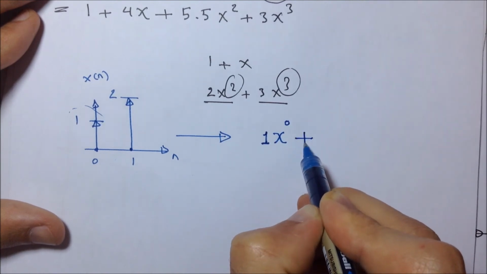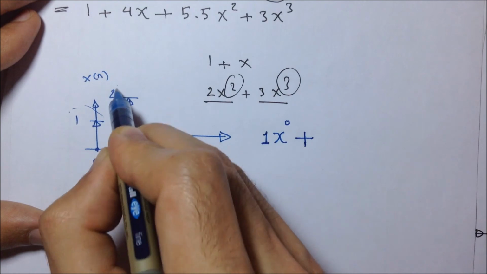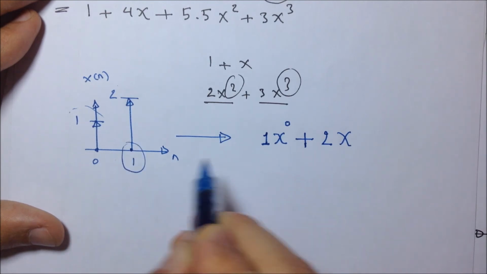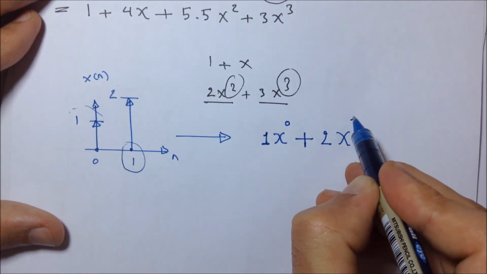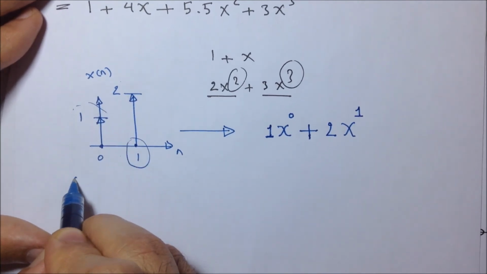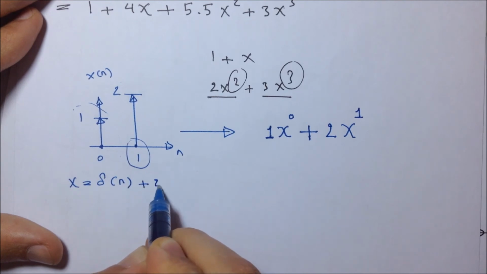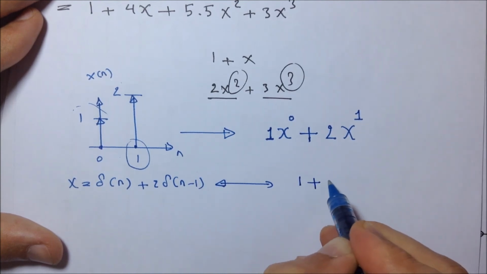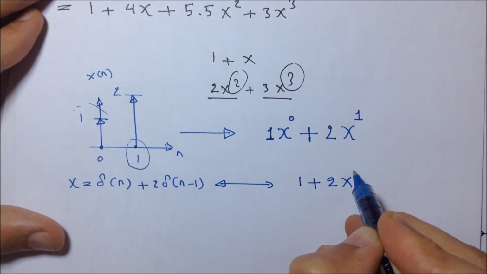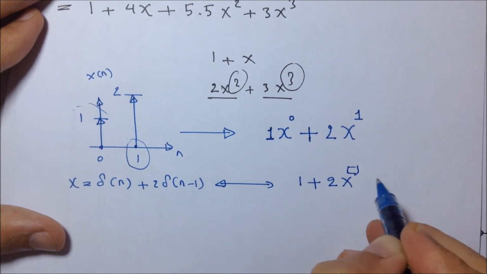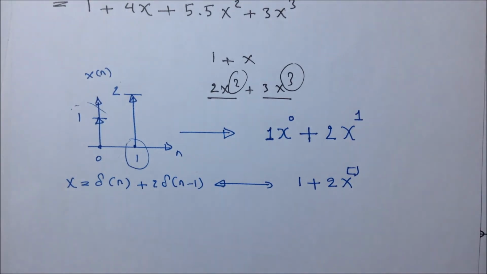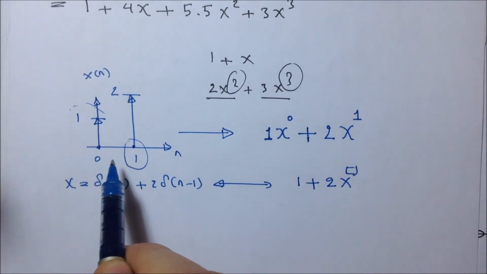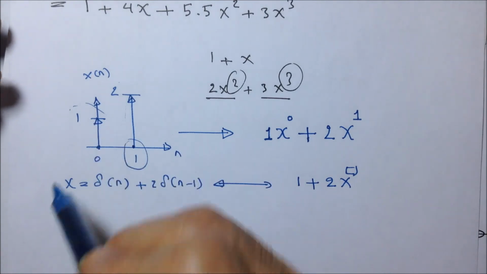And then I'll put plus, and then I have the coefficient of the second impulse, which is 2, multiplied by x to the power of what? To the power of the time instance at which that impulse took place. So in this case, it's 1. So this x of n, which is delta of n plus 2 delta of n minus 1, was encoded to 1 plus 2x. Now the powers of x in these algebraic quantities, or just polynomials, represent the time instance at which each impulse took place, and the coefficients represent the height of these impulses.